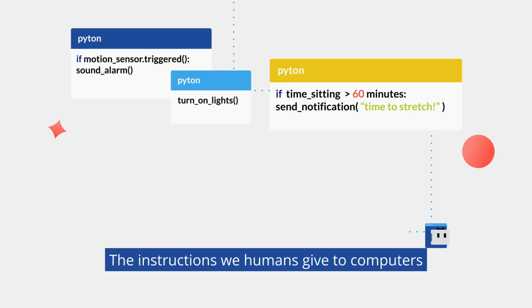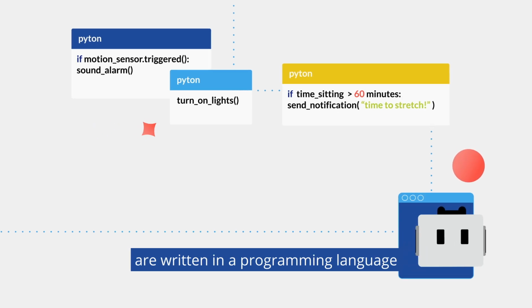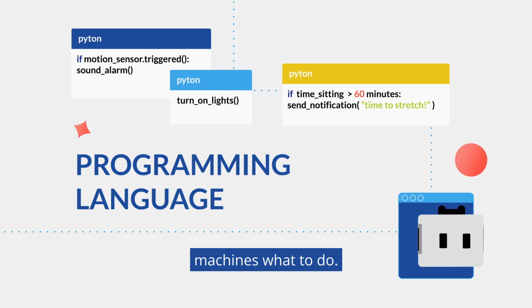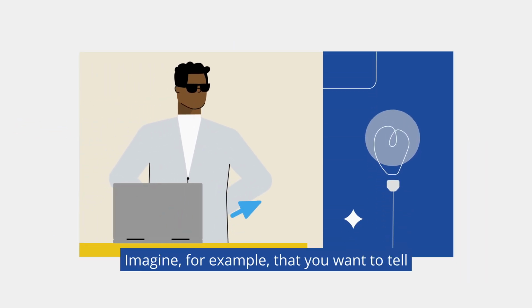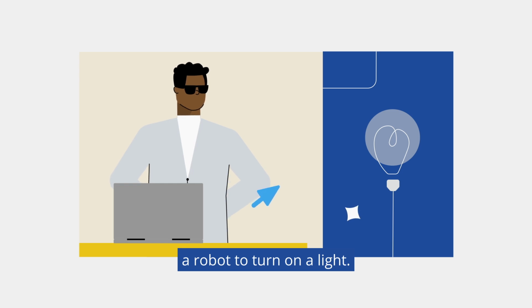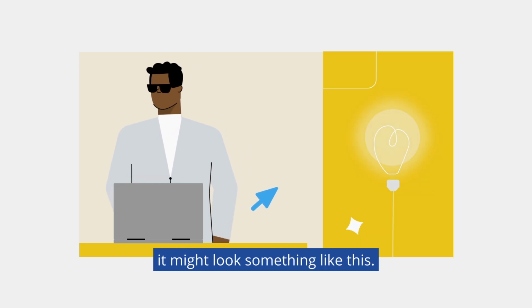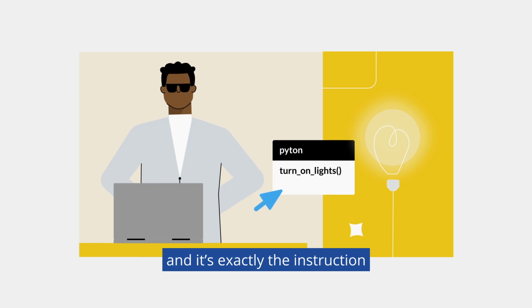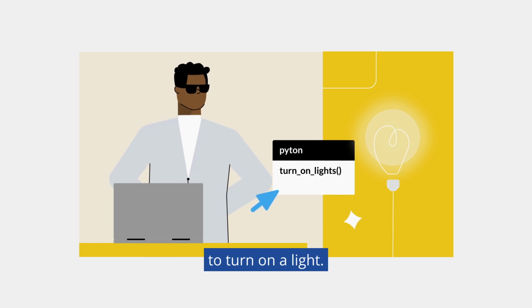The instructions we humans give to computers are written in a programming language which is used precisely to tell machines what to do. Imagine, for example, that you want to tell a robot to turn on a light. In a programming language, it might look something like this. This is the line of code, and it's exactly the instruction that tells the computer to turn on a light.